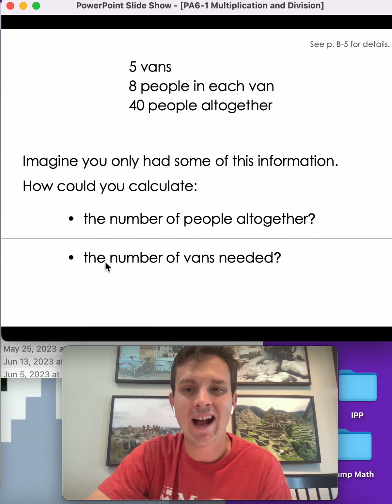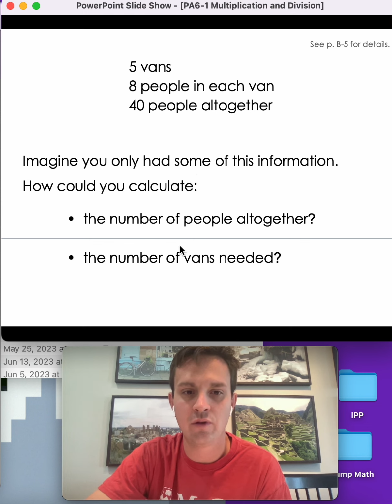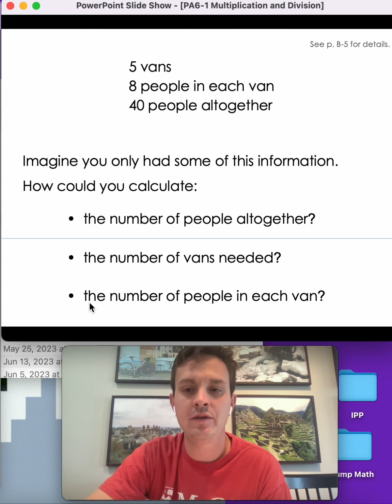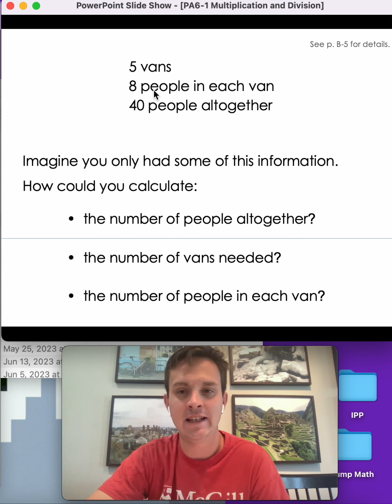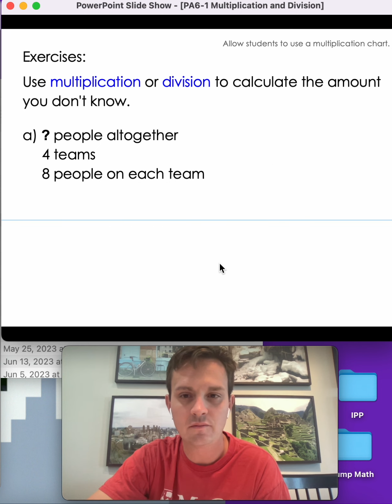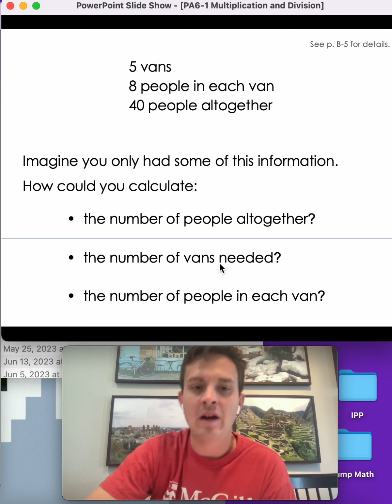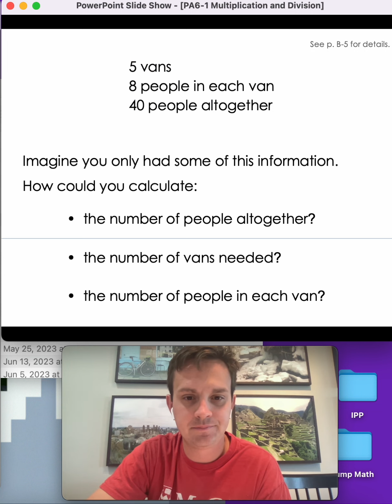If you didn't know how many vans you needed, you could use division. You could do 40 divided by 8 equals 5. Or if you didn't know the number of people in each van, you could also use division. You could do 40 people altogether divided by 5 vans makes 8 people in each van. So the amount you didn't know tells you whether to multiply or divide.